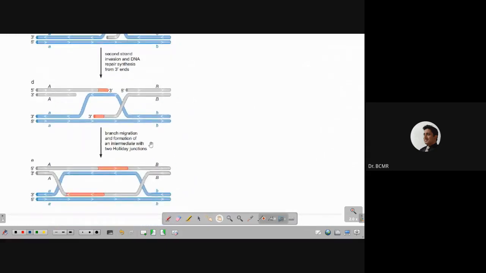Eventually what would happen is, at one point, this strand here will bind to the bottom one like this, and come down like this, and it is now generating two Holliday junctions. This is one Holliday junction, and this is another Holliday junction. How exactly things happen can differ from event to event, and sometimes we don't understand it completely.